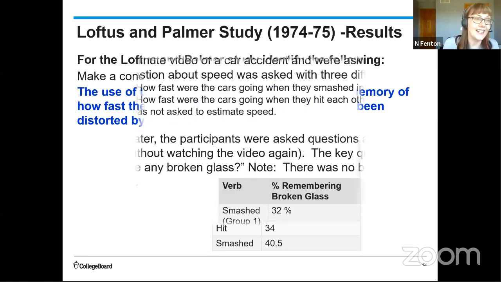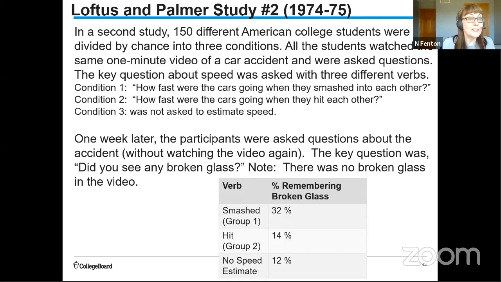Now, she did a second study, a follow-up study, and she had a bigger sample. And with this one, they all watched the same 1-minute video. And again, they asked them some questions at the end. And the key question here, okay, so the 3 conditions had the different verbs, but the key question here was, did you see any broken glass in the video?